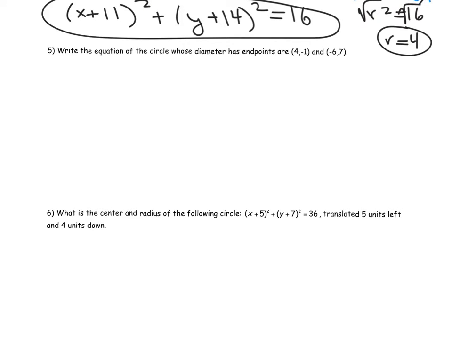So you're going to write the equation of a circle whose diameter's endpoints are (4, -1) and (-6, 7). So those are the endpoints on the circle, and that's for the diameter. You're going to want to probably give yourself a sketch. So pause the video here and let's see if we get the same thing.